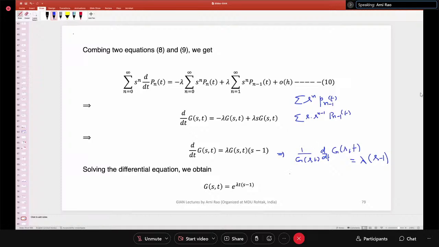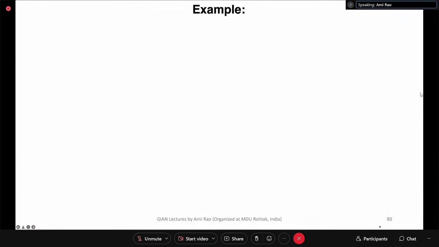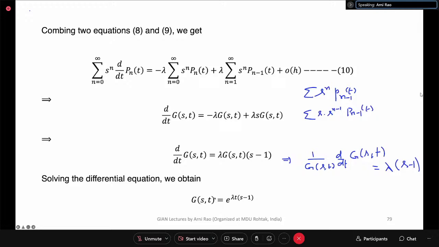So this is log GST, and the solution is e to the power of lambda t s minus 1, taking the integral with the constant term, which you ignore. Obviously you see that it is of exponential form. So this indicates GST equal to e power lambda t times s minus 1, which is nothing but the probability generating function of the Poisson distribution.